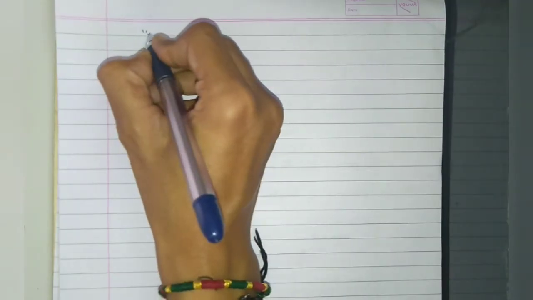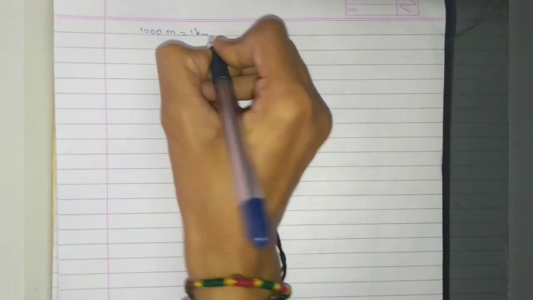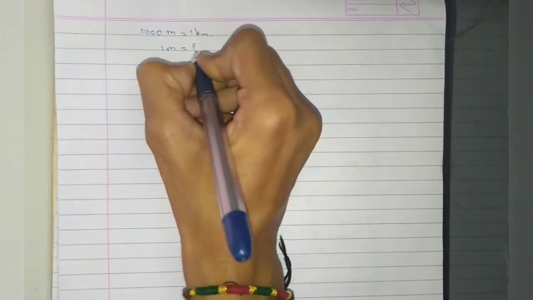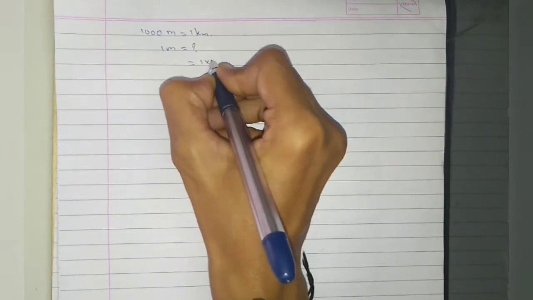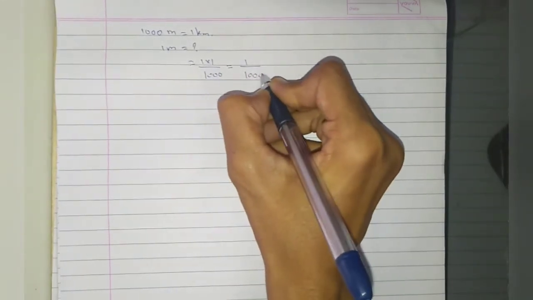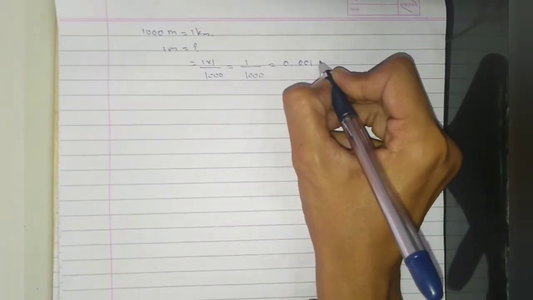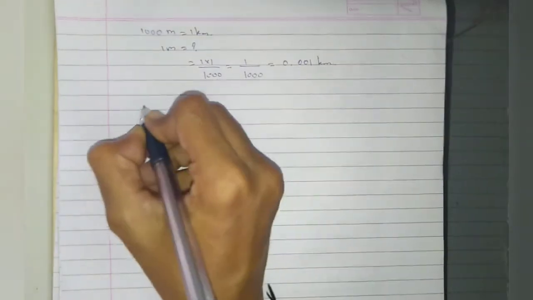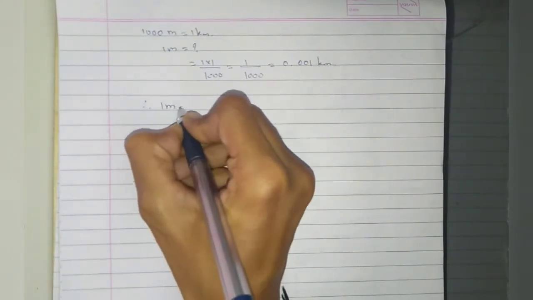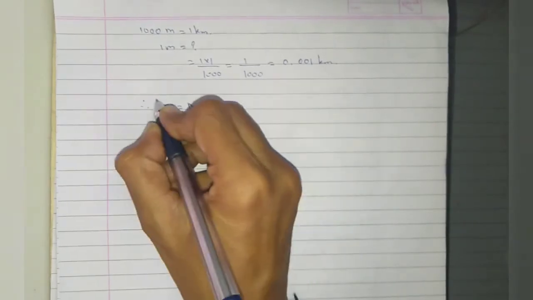We know that 1000 meter equals 1 kilometer. So 1 meter equals how much? It is 1 into 1 upon 1000, equal to 1 upon 1000, equal to 0.001 kilometer. Therefore 1 meter equals 0.001 kilometer.